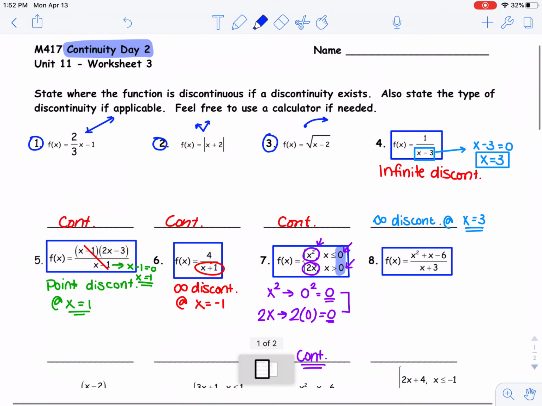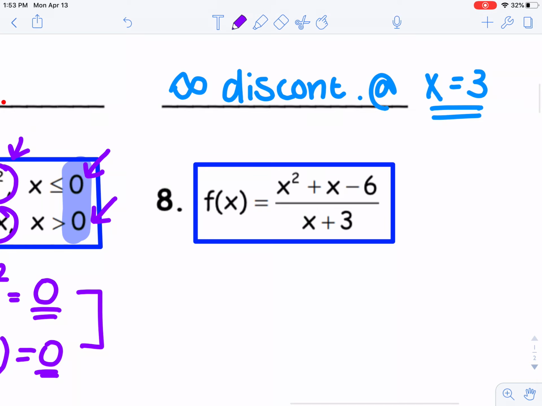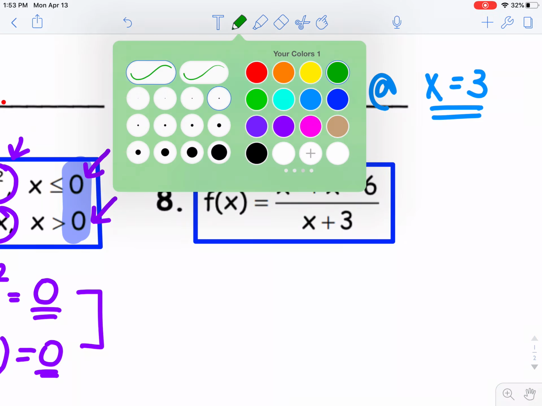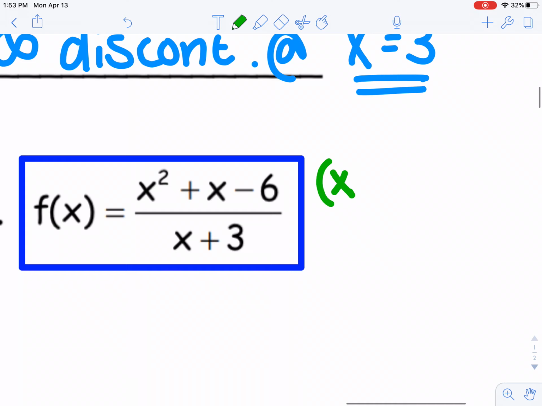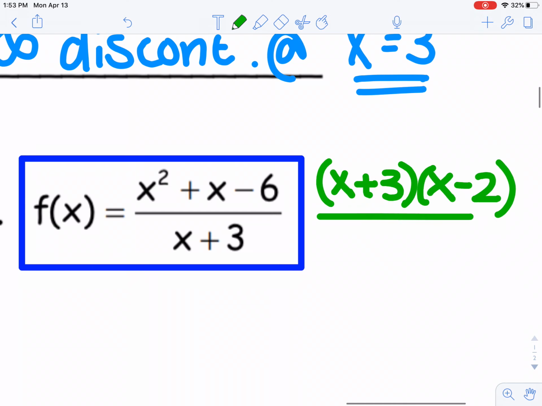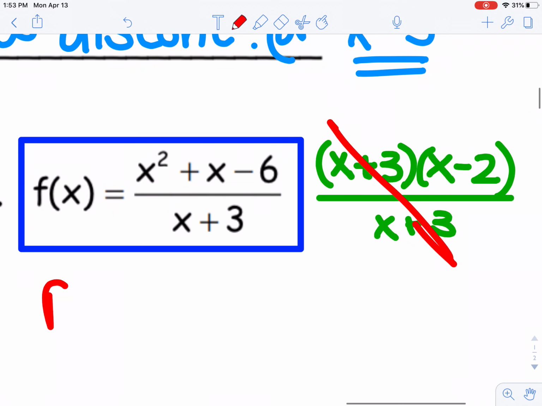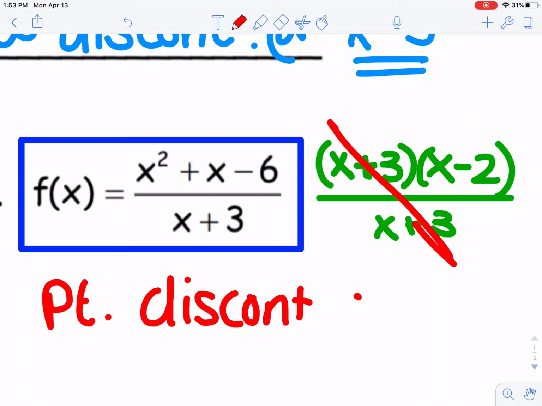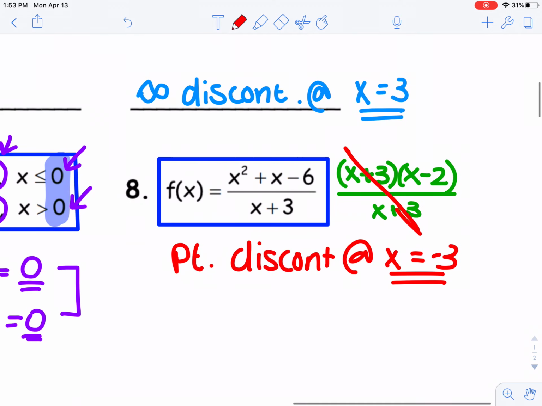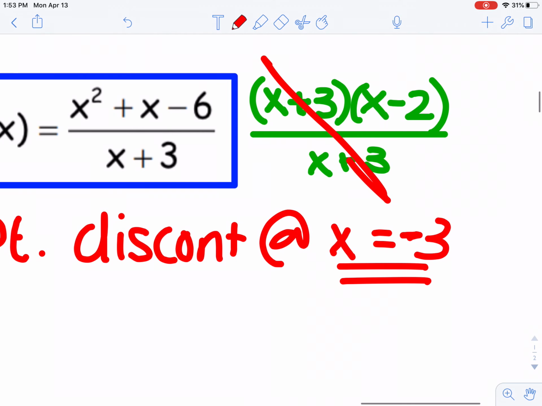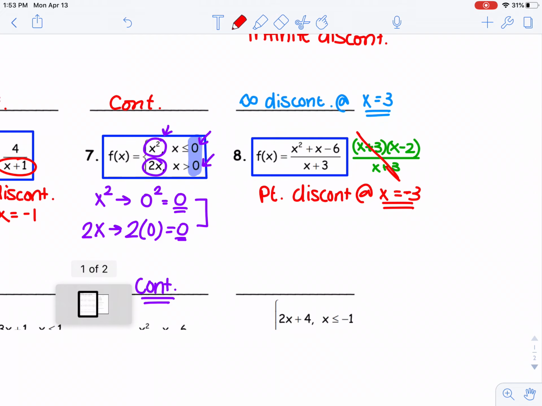Okay? Last but not least, number 8 is just a step up because we have to factor. Everybody loves to factor. So this top part factors to x plus 3, x minus 2. And notice that now there is a cancellation. So this is a point discontinuity because it's a hole. And that's going to occur at x equals -3. I just take the canceled factor and set it equal to 0 and solve. Okay, that's the gist, you guys.